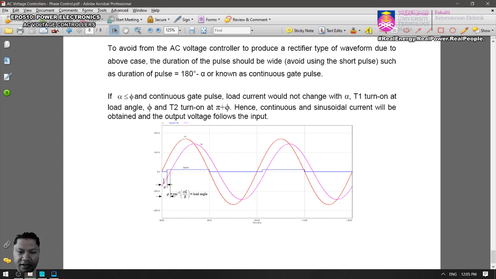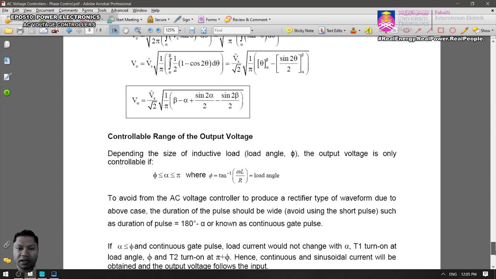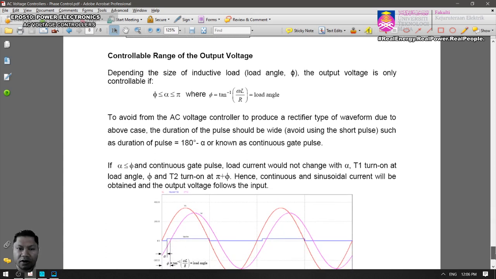And if you look at the current, it will actually be lagging the output voltage by the load angle. So for a certain load angle value, the current is sinusoidal and it will lag behind the supply voltage by the load angle. Take note, this is the case of the controllable range of the output voltage.